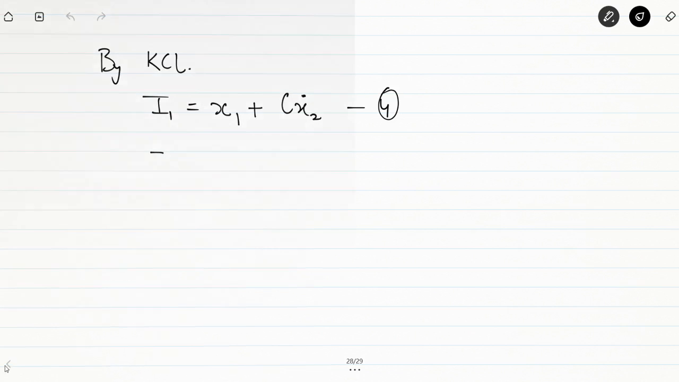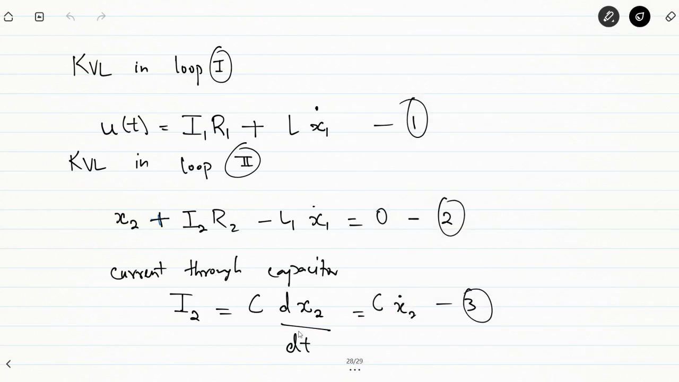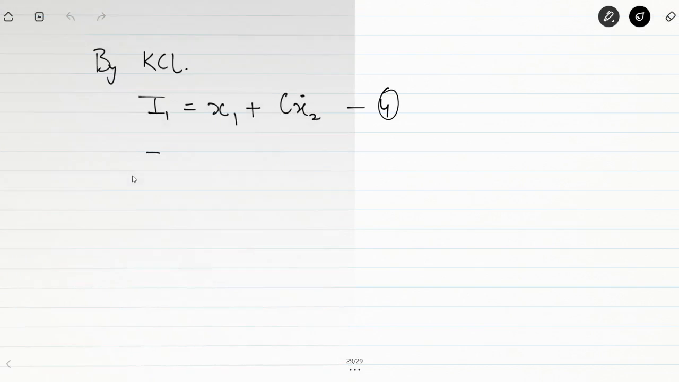By KCL, you know that I1 will be equal to current x1 plus I2. I2 अभी हमने निकाला, that is C x2 dot. That means you can be using this as equation 4 and substitute in equation number 1. So substituting equation number 4 in equation 1 first.